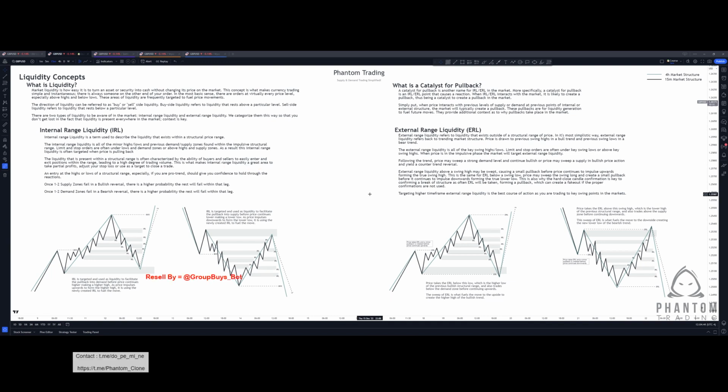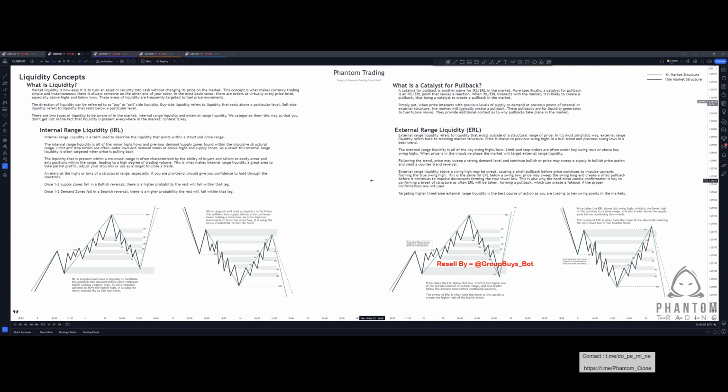There are two types of liquidity to be aware of in the market: internal range liquidity and external range liquidity. We categorize them this way so that you don't get lost in the fact that liquidity is present everywhere in the market. For that reason, context is key, and this is why we delineate between the two. So let's talk about internal range liquidity first. Internal range liquidity is a term used to describe the liquidity that exists within structural price ranges.